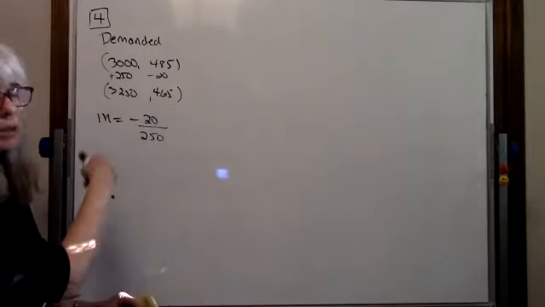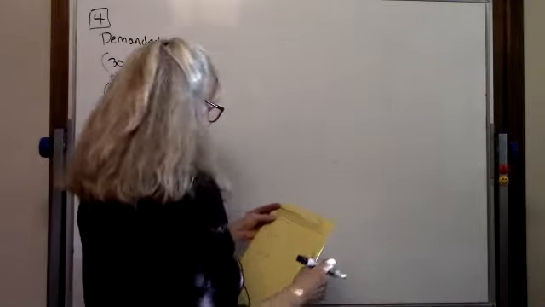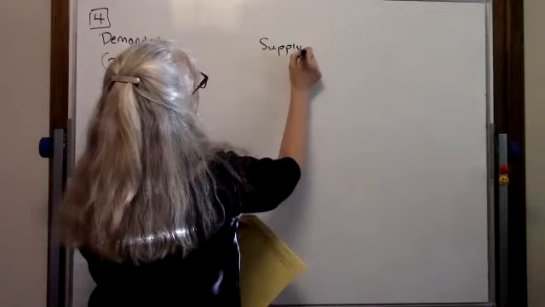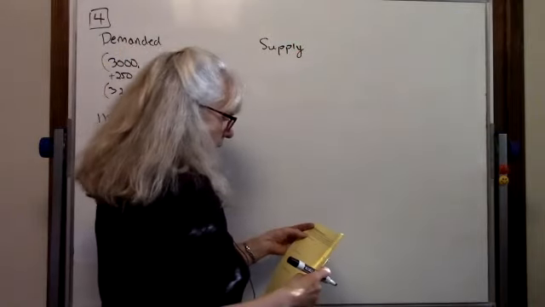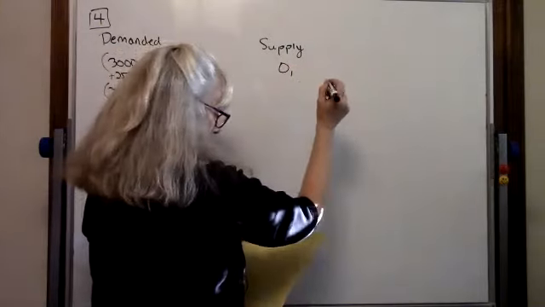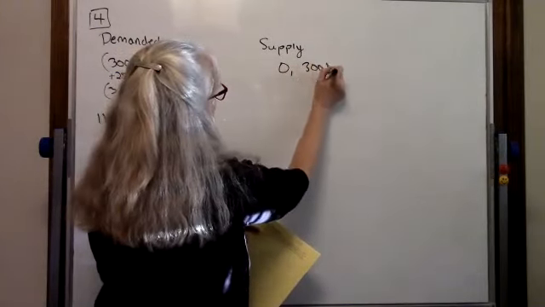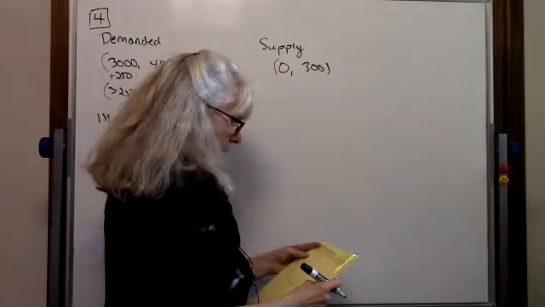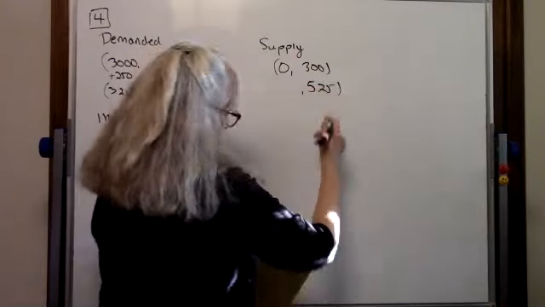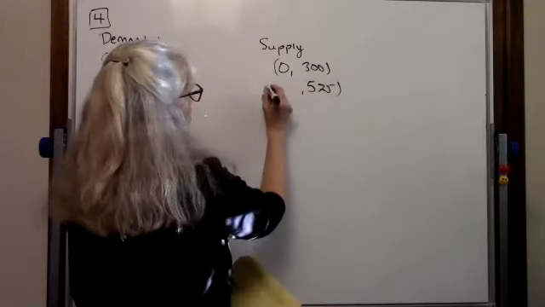It goes on to tell me the suppliers will not market any DVDs. So now we're going to go to supply. If the unit price is 300 or lower, they will not market any of them. So you're not going to get any units if you're selling them for $300. But at a unit price of 525, they're going to make 2,500 available.